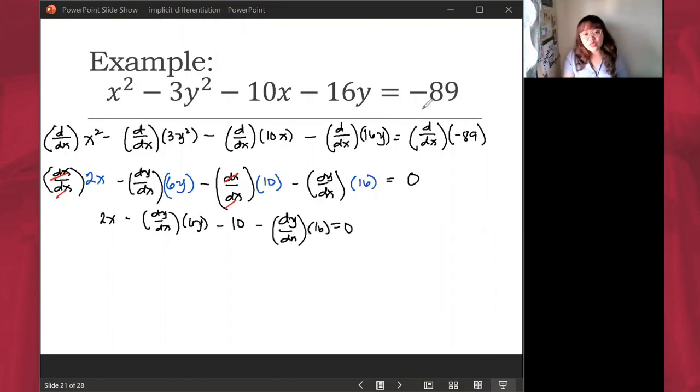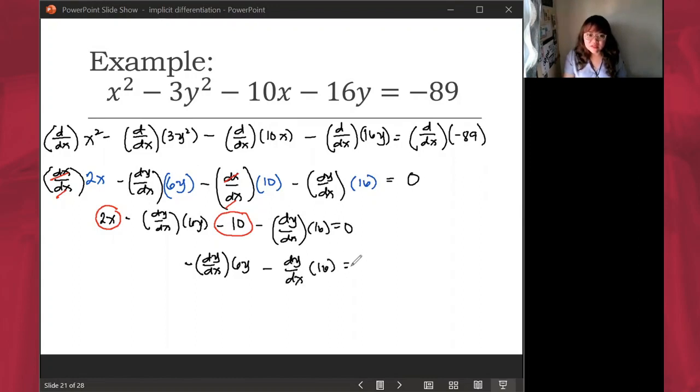Now let's transpose those without the dy over dx notation to the other side. So that means we will be transposing 2x and negative 10. Yes, include the negative sign. So when you transpose that, you'll be left with negative dy over dx times 6y minus dy over dx times 16 equals, transpose 2x, well, will be negative 2x. Transpose negative 10, that will be positive 10.